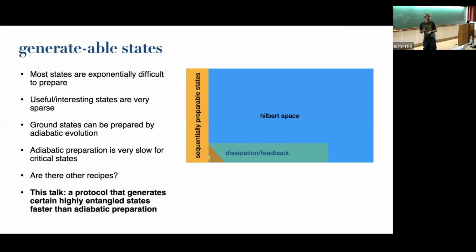What I'm going to talk about is something that has some similarity with this idea of preparing states using dissipation. It's going to be a peculiar type of dissipation, and so I'm going to prepare states by having a machine that spits out 1 qubit at a time, and when you've collected all the qubits, those qubits are guaranteed to be in the highly entangled state you are trying to get at.